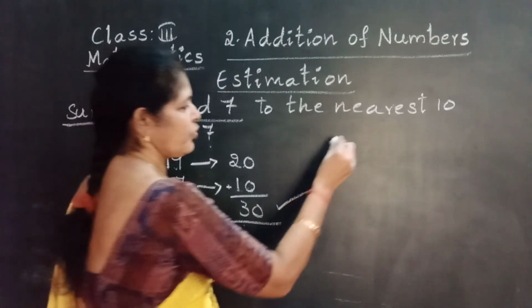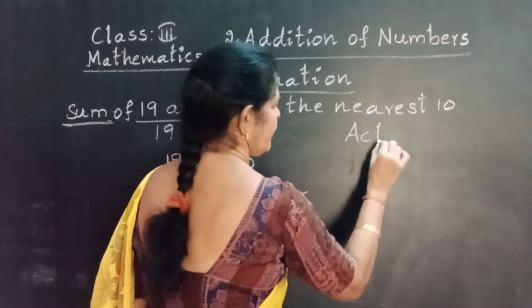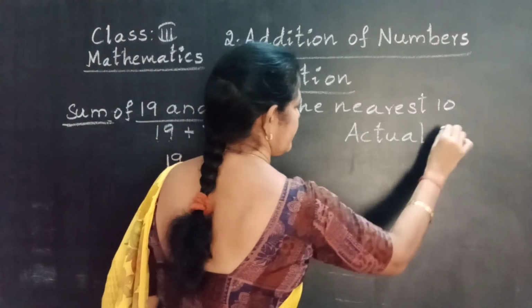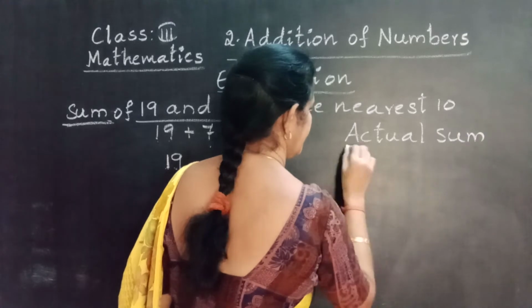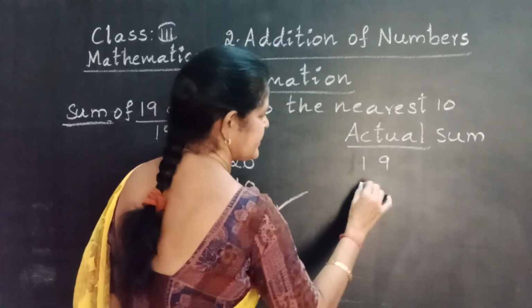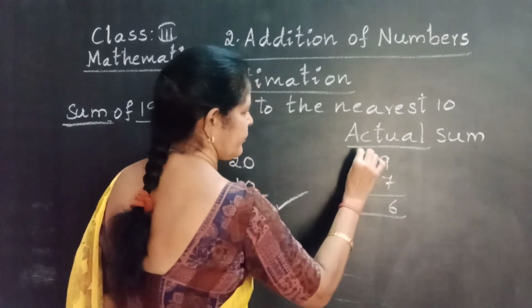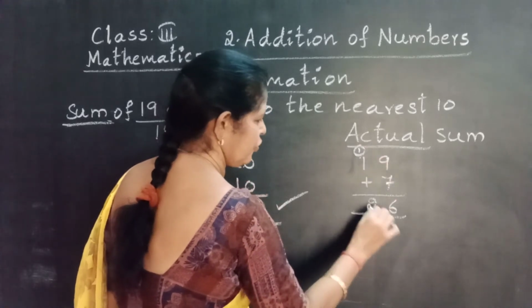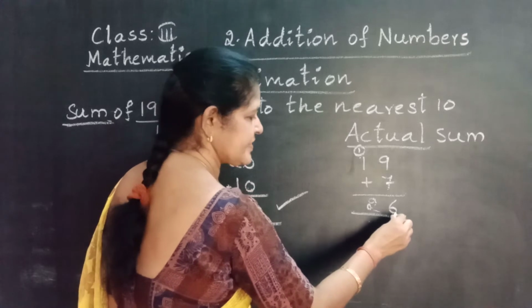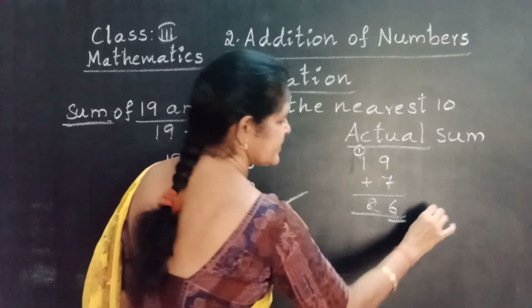Actual sum, I am going to show. Actual means given numbers 19 plus 7: 9 plus 7 is 16, carry 1, then 1 plus 1 is 2. We get sum is 26. Ones place number is 6.